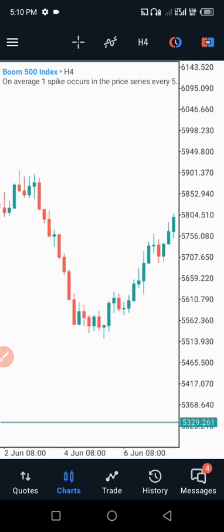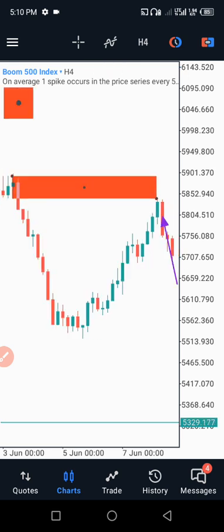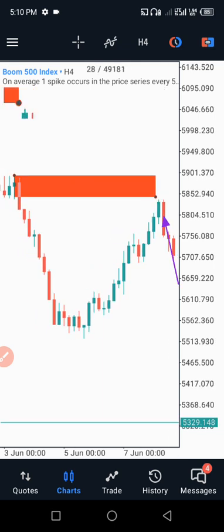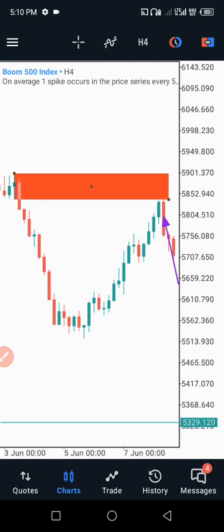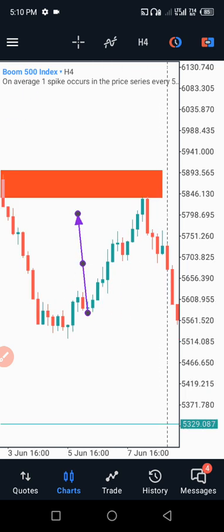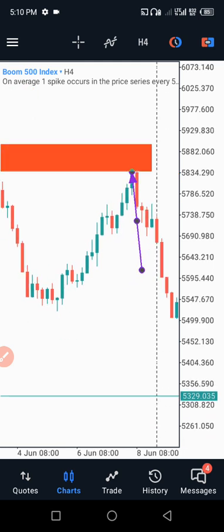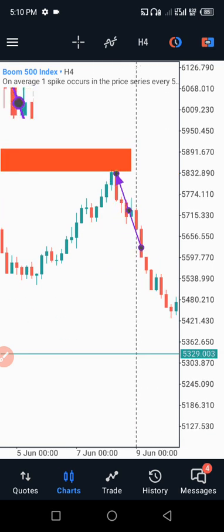Although it didn't really get to the top of this particular level, we can say that this was a supply or an order block level that price goes to. So this is an order block level that price got to tap into. When price got to this particular level here, we saw that this was the last buy candle, and then price turned to close for a sell. What that means is that price is trying to respect this resistance level.